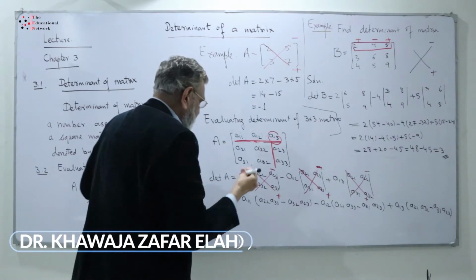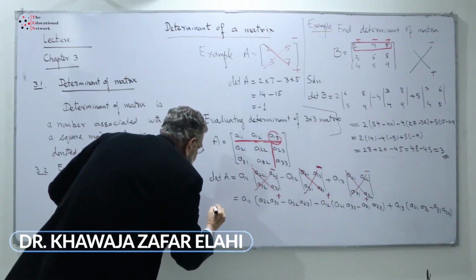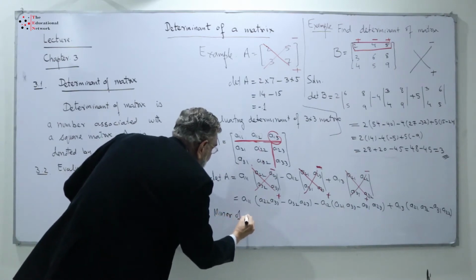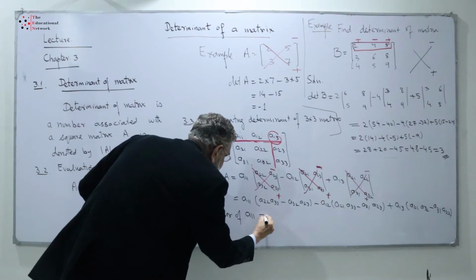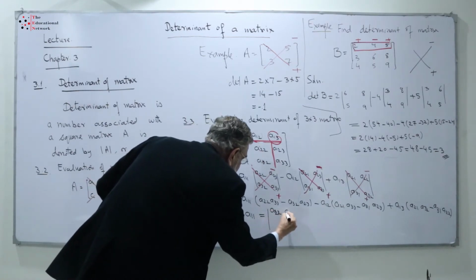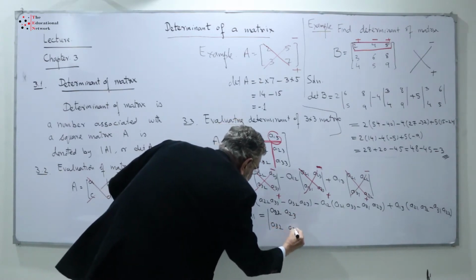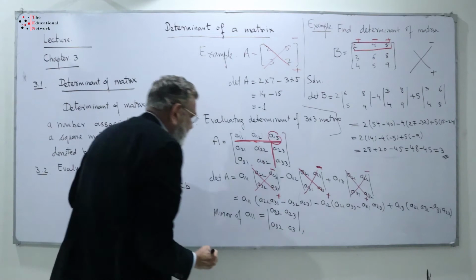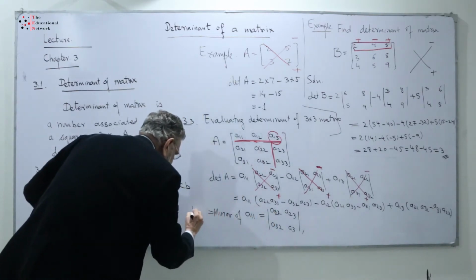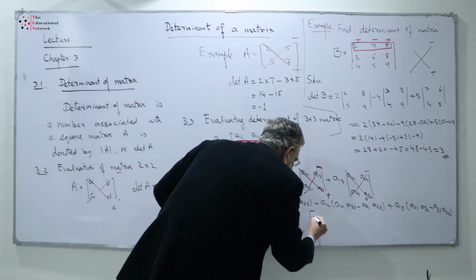We call this one minor. We say minor of A11 is this value, A12, A22, A23, A32, A33. This is a minor. The second one is we denote it by M11. Then we define cofactors.